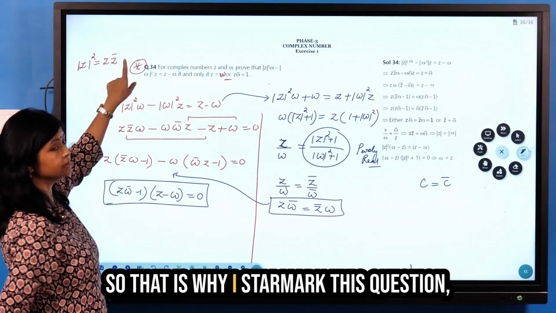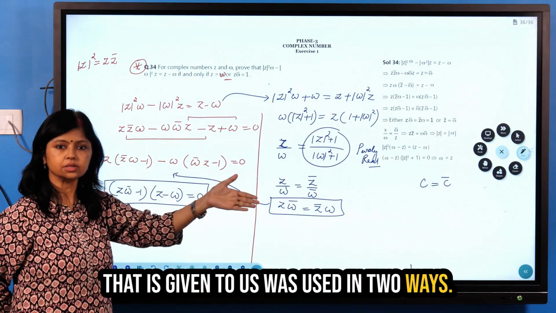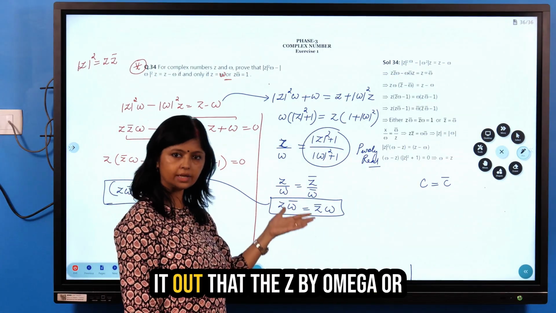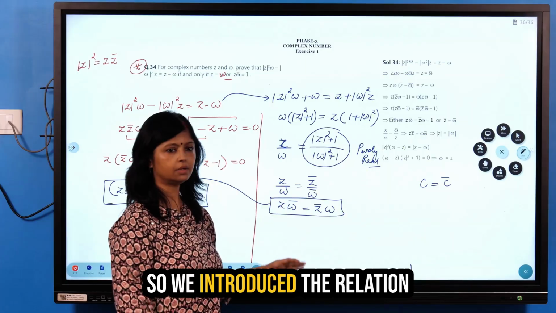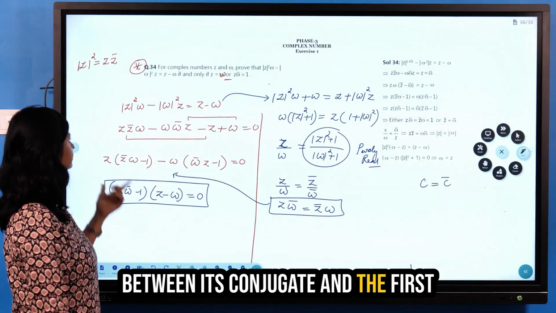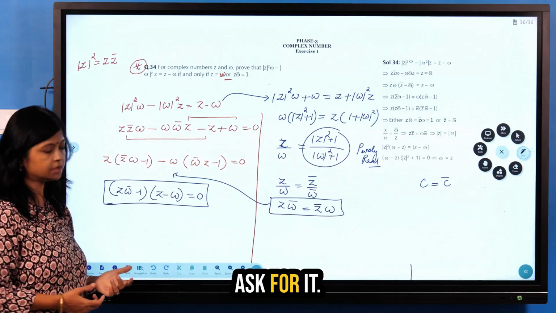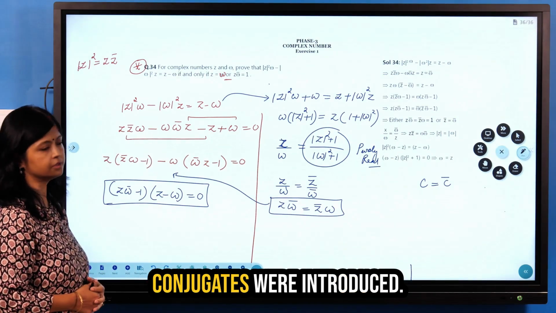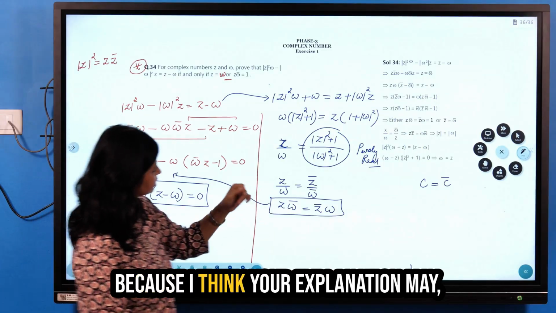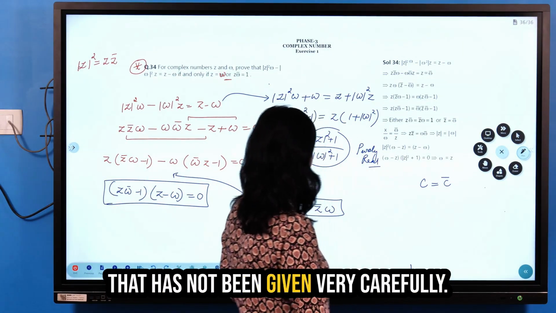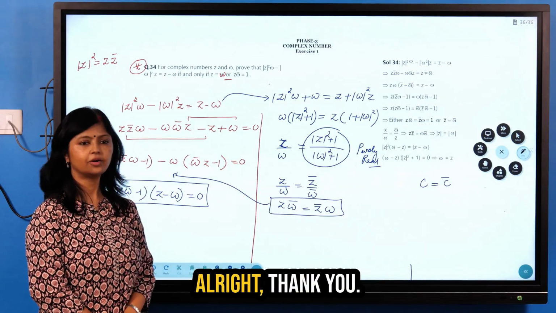That is why I star marked this question: the expression given to us was used in two ways. One, we were able to figure out that z by omega or omega by z is a real number, so we introduced the relation with its conjugate. And the first one, we introduced conjugate in the question because the question asked for it. So through the mod, the conjugates were introduced. So it's a good question. I think the explanation has not been given very carefully, so I felt it is better that we understand it this way. All right. Thank you.